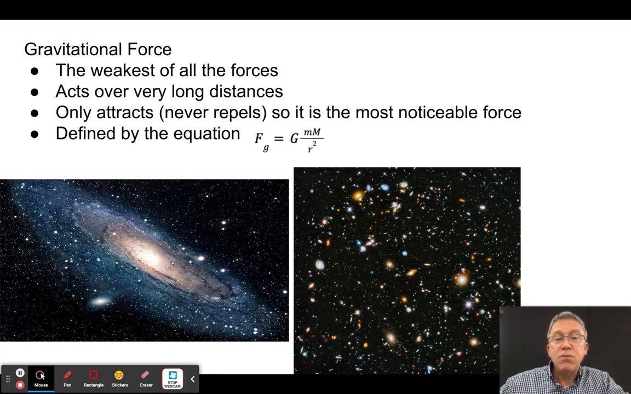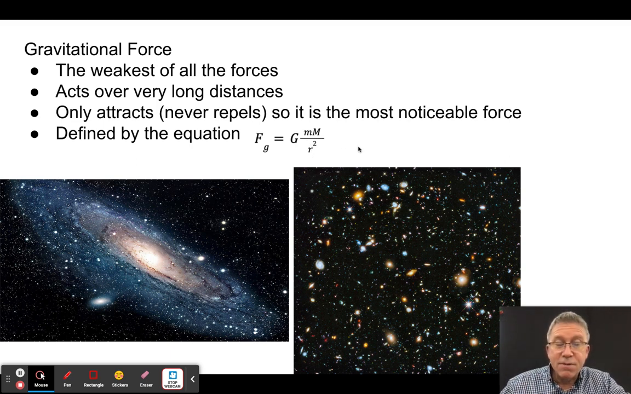But what's most important, the reason it ends up winning overall, in a sense, that it is the dominant force in the universe, even though it's the weakest, is because it only attracts. There's no repulsion component of it. There's nothing you can put in the way of it to shield it. It reaches through everything. It pulls everything together, and as we remember, it's defined by the equation: the force of gravity is equal to the gravitational constant times the product of the two masses of the objects interacting gravitationally divided by the square of the distance between their centers.